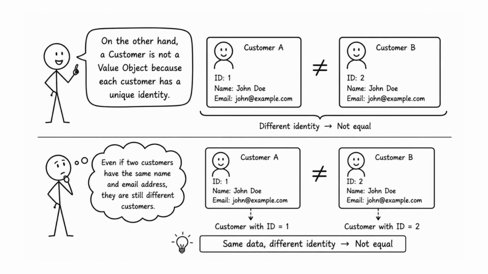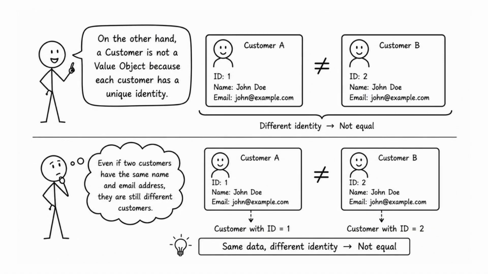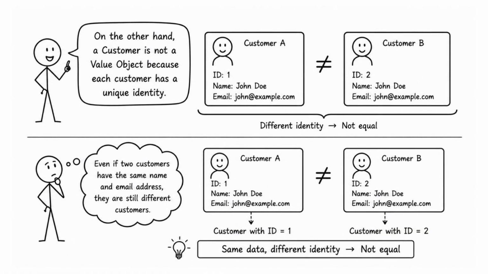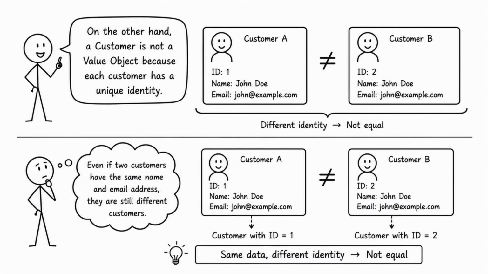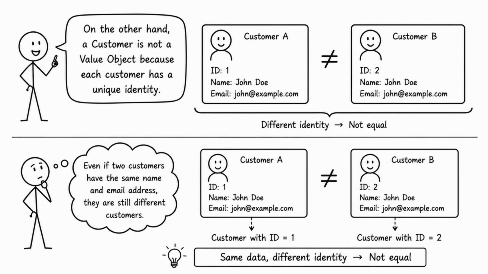On the other hand, a customer is not a value object because each customer has a unique identity. Even if two customers have the same name and email address, they are still different customers.